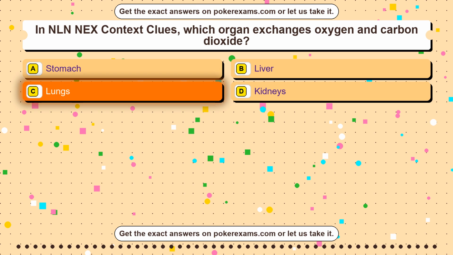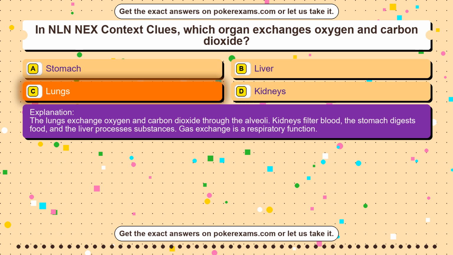Lungs. The lungs exchange oxygen and carbon dioxide through the alveoli. Kidneys filter blood, the stomach digests food, and the liver processes substances. Gas exchange is a respiratory function.